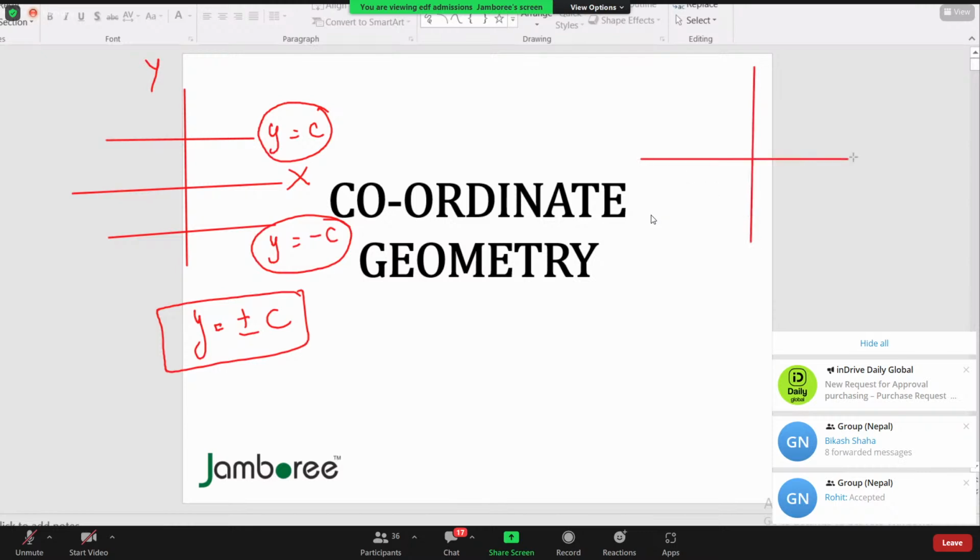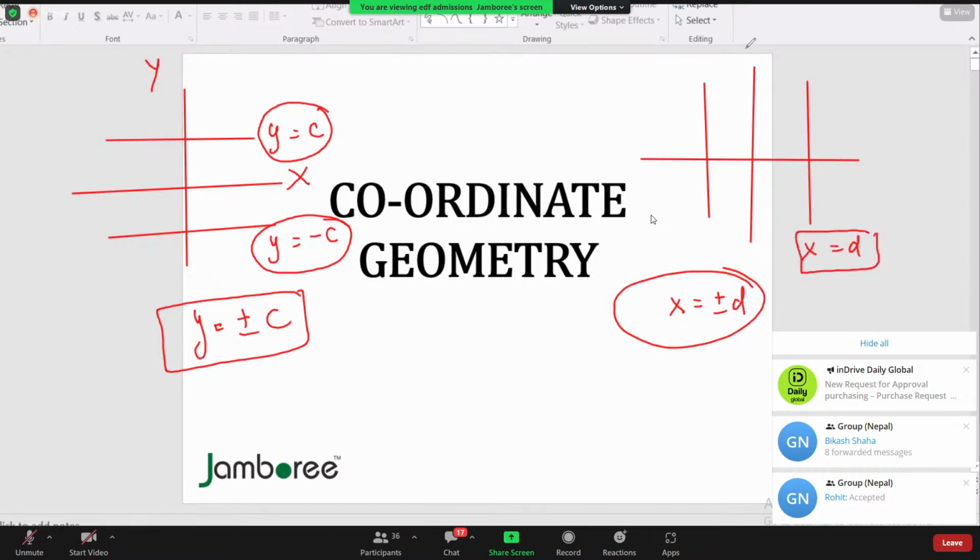Similarly, if there is a line which is parallel to the y-axis, it will look somewhat this way. In general, the equation of the line will be x equals plus or minus d, wherein d is any constant. It will be x equals plus d if it is on the right of the y-axis, and x equals minus d if it is on the left of the y-axis. So these are four generalizations you need to be mindful about. c is the y-intercept as discussed. d is any constant, which is what you need to remember. Note down this idea and then we'll move to that question.